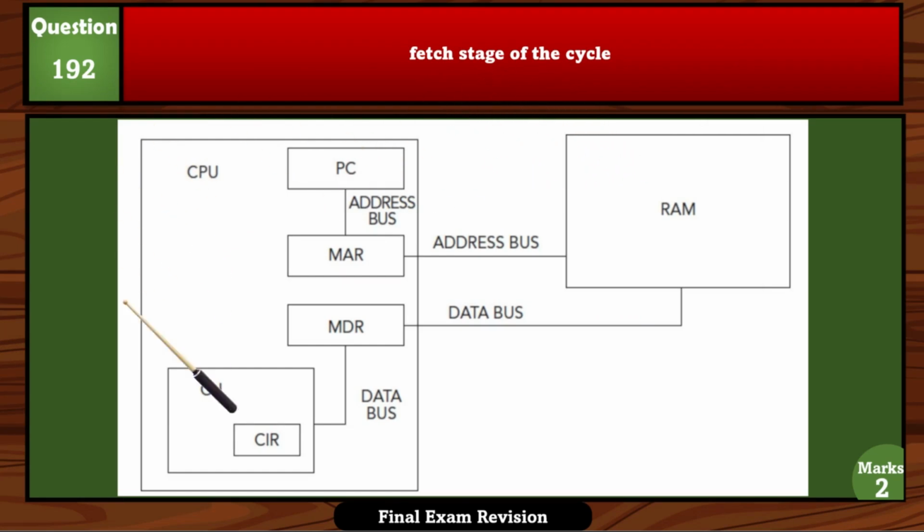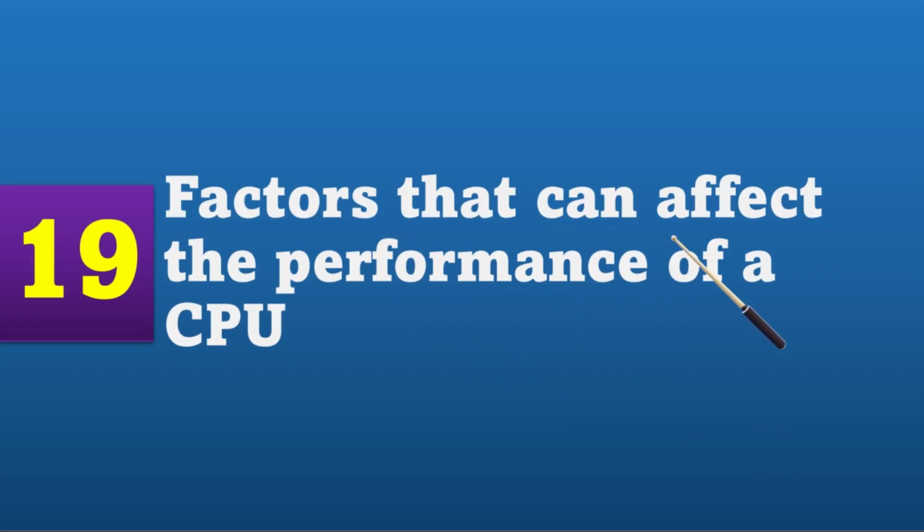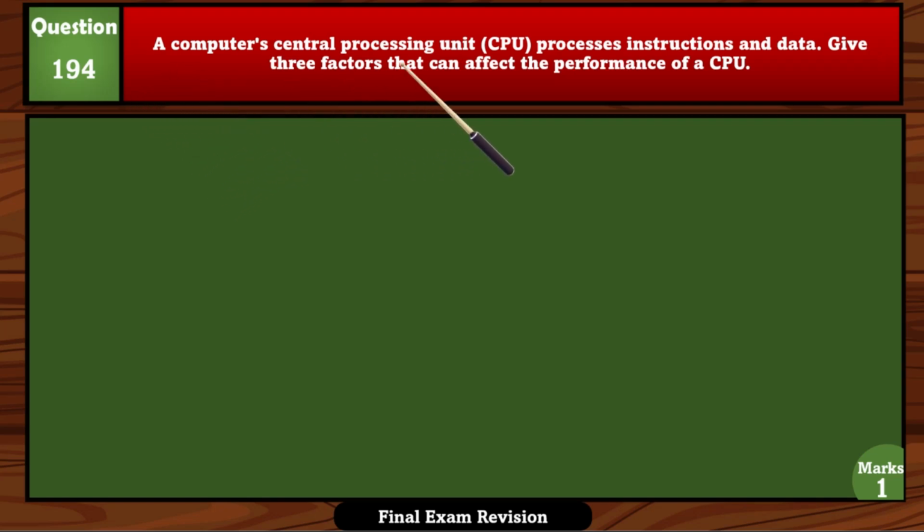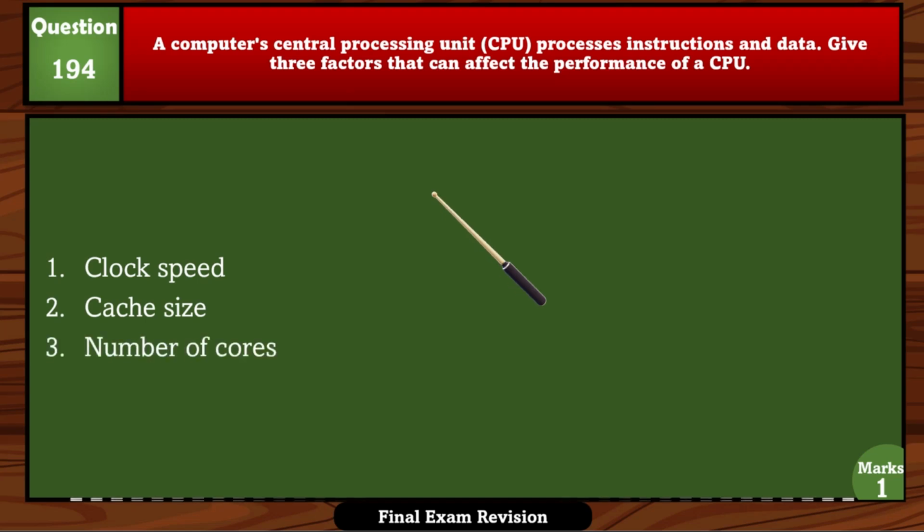You need to memorize this diagram or know how to draw it because it's usually in the exam. Topic 19, factors that can affect the performance of a CPU. Question 194: a computer CPU, central processing unit, processes instructions and data. Give three factors that can affect the performance of a CPU. So we have clock speed, the second one is cache size, and the third one is number of cores.